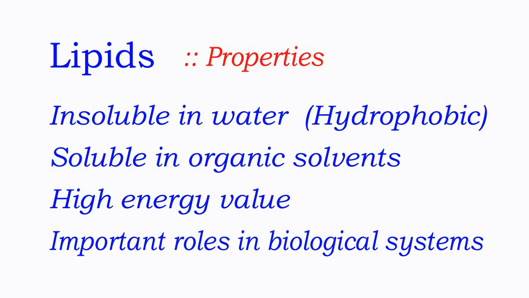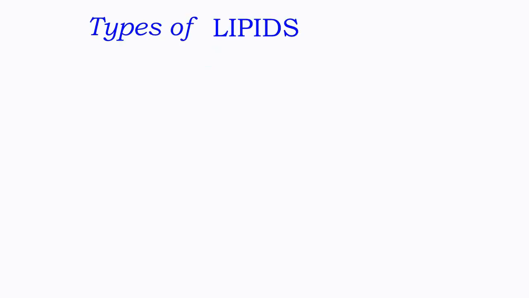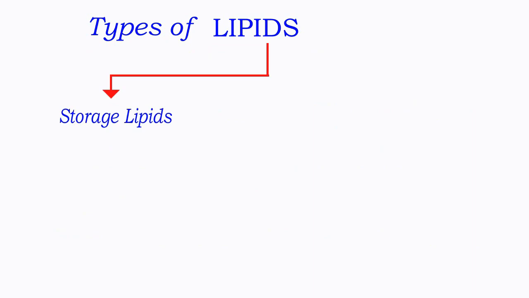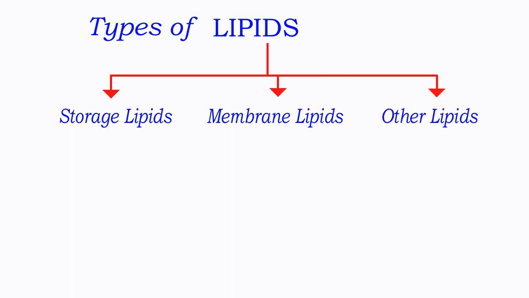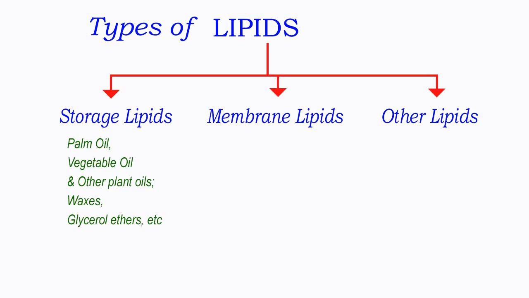Now, this diverse group of heterogeneous compounds called lipids can be grouped into three main categories. The first category is called the storage lipids. The second category we will call the membrane lipids, and the third category comprises the other lipids. The storage lipids comprise all types of natural fats like palm oil, vegetable oils and other plant oils, waxes, glycerol ethers, and other derived oils.